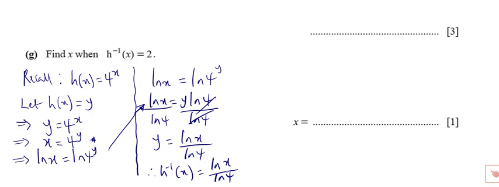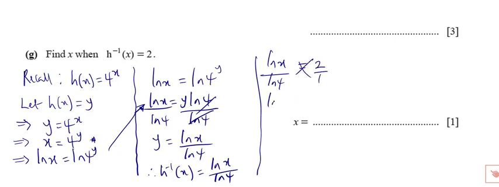But the question asked us to find x when what? To find x when h inverse of x equals 2. So I'm going to equate my answer to 2 now. So we have ln x all over ln 4, which is my h inverse of x. We are equating it to 2. That's the question. So from here we cross multiply. So we have ln x equals 2 multiplied by ln 4.